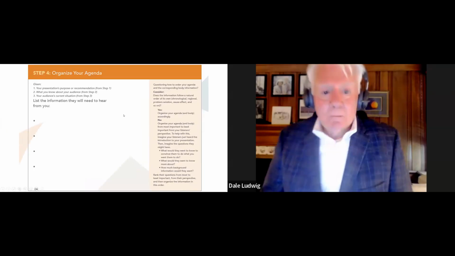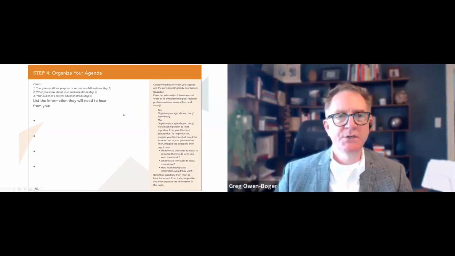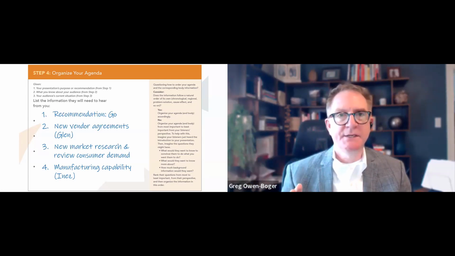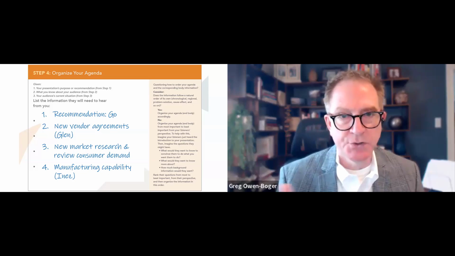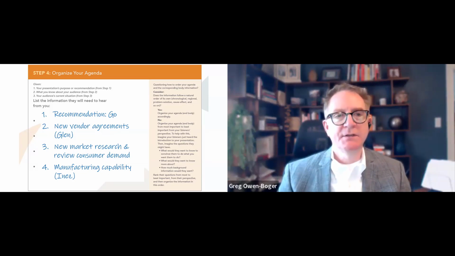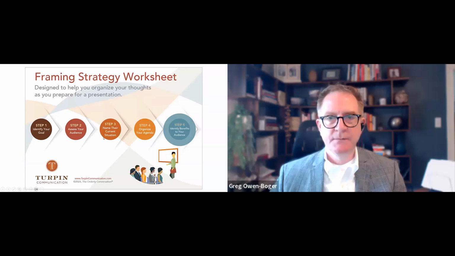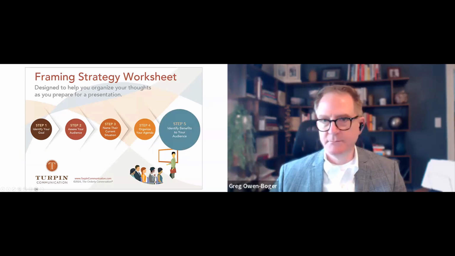Okay, let's keep going. All right. So, given my situation, here's my agenda. I'm going to very early on make the recommendation that I think we should go with this product. Then I'm going to turn things over to Glenn to talk us through some new vendor agreements that he's put into place. Then I will review the new market research and review the consumer demand, and we'll wrap things up with Inez, who is going to work through the manufacturing capability. So I now have an agenda in place. And that brings us to step 5, Dale.